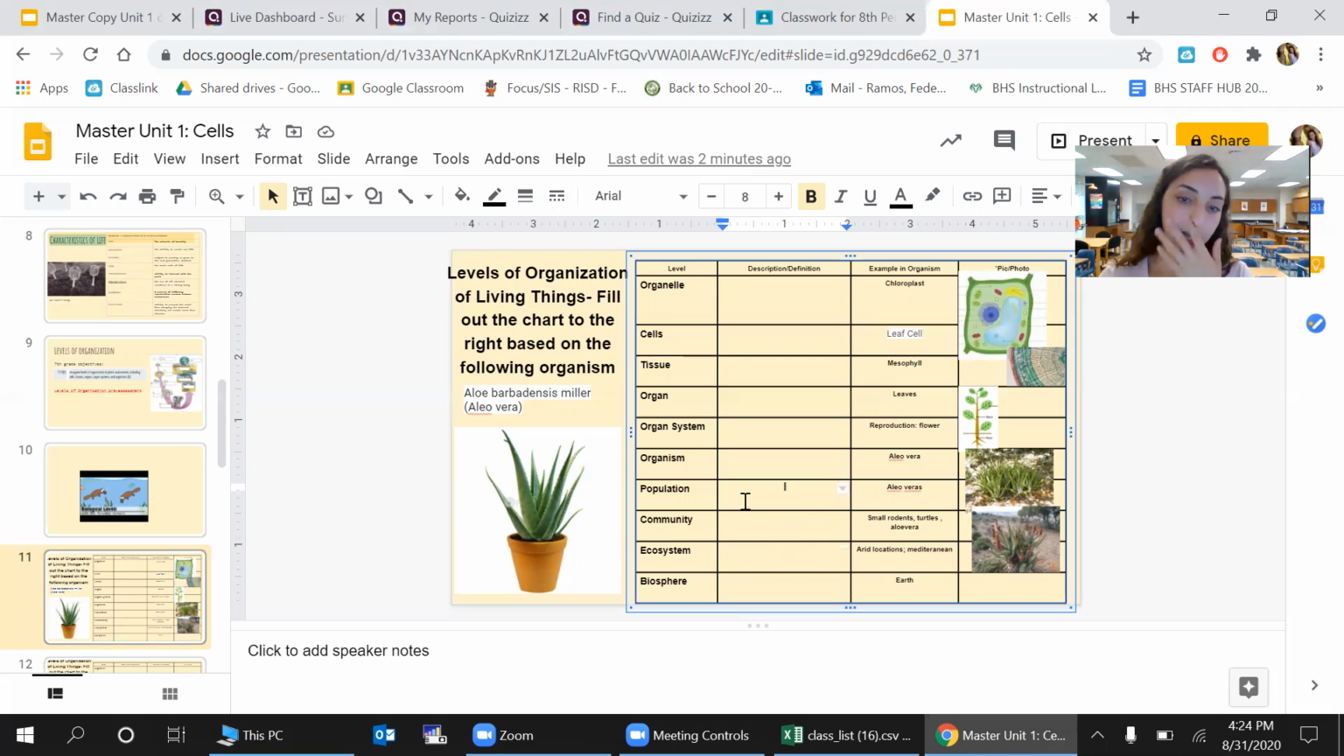A population, I like to describe it as your household, your roommates. Maybe you have family members, that's going to be your population. They're of the same species. Organism, that's going to be you. Your organ systems, that's going to be like your digestive system. Your stomach is within the digestive system. You have tissues and cells that compose the stomach.